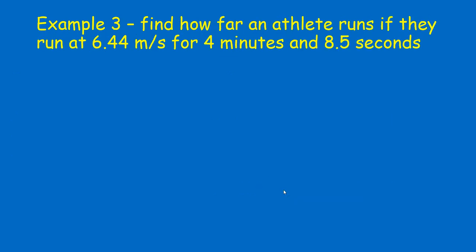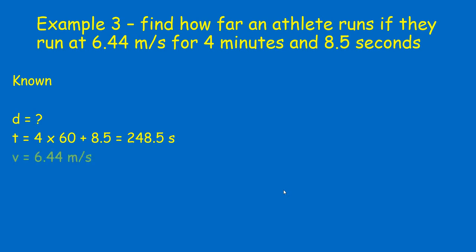Let's have another example. Example 3. Find how far an athlete runs if they run at 6.44 metres per second for 4 minutes and 8.5 seconds. Again, we're having to convert the minutes into seconds. The first thing we do is write down what we know. We know the distance is the thing we've been asked to work out, so that gets the question mark this time. We know the time is 4 minutes and 8.5 seconds, so it's 4 times 60 for 4 minutes. Then you add on the 8.5, which gives you 248.5 seconds. We have to convert it into seconds first. And finally, we know the speed is 6.44 metres per second.